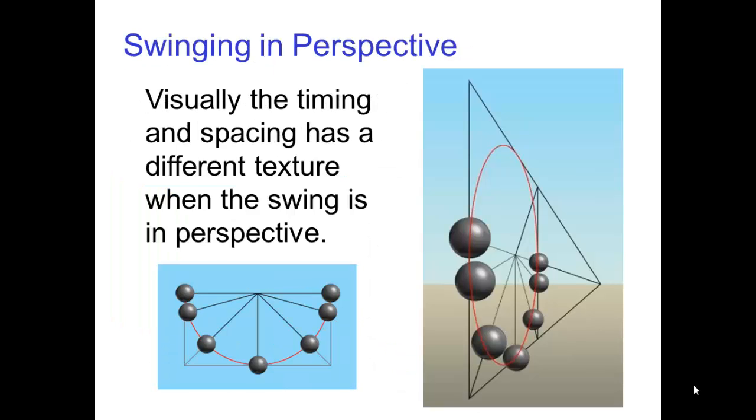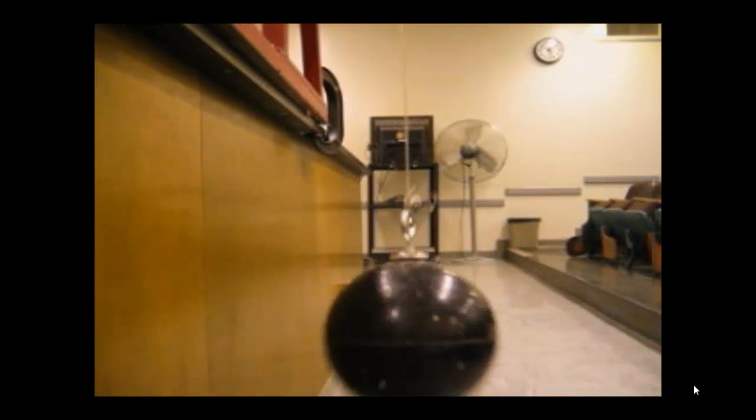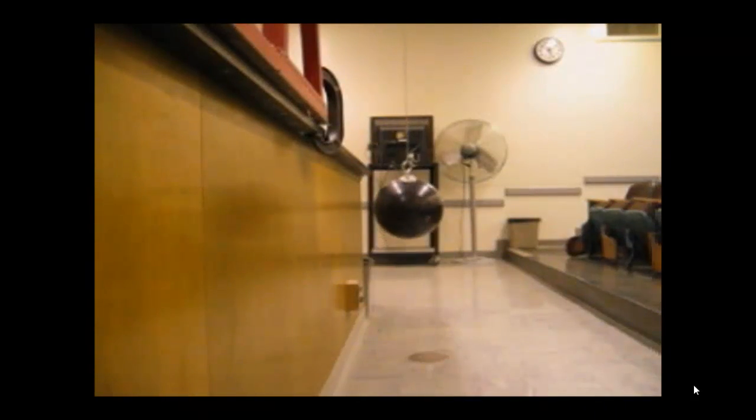Now, visually, the timing and spacing has a different texture when the swinging motion is viewed in perspective. The motion curve doesn't change when we move the camera, but visually, the texture changes. Let's watch an example of swinging motion in perspective.